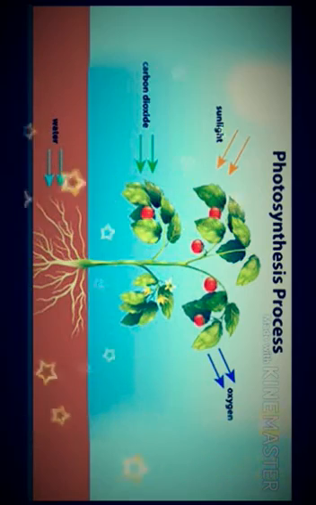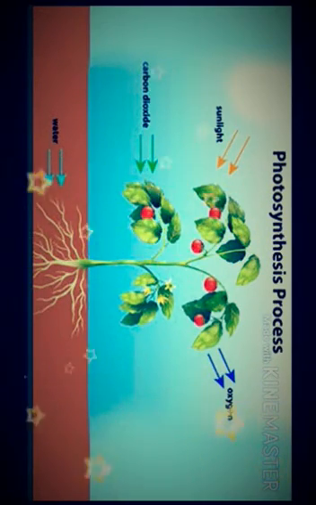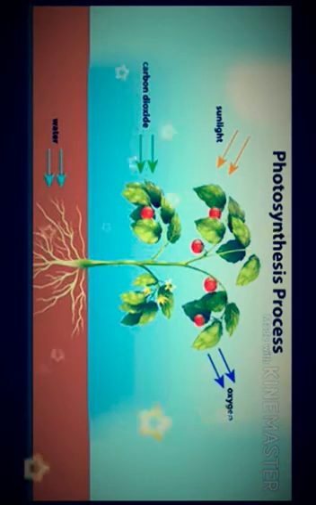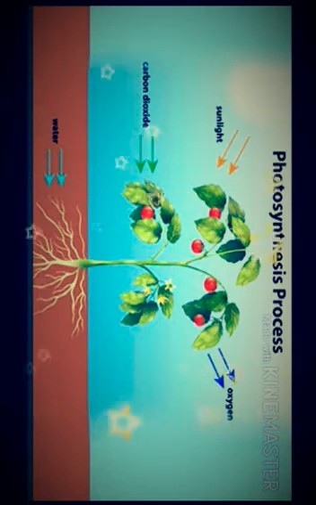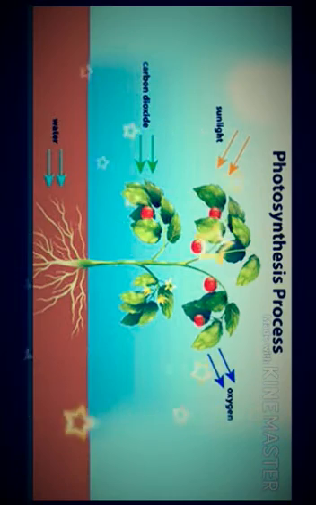Okay, and the last remaining point is this. The green plants convert sunlight energy into chemical energy by making carbohydrate. Okay, do you understand my points? Is there any confusion?